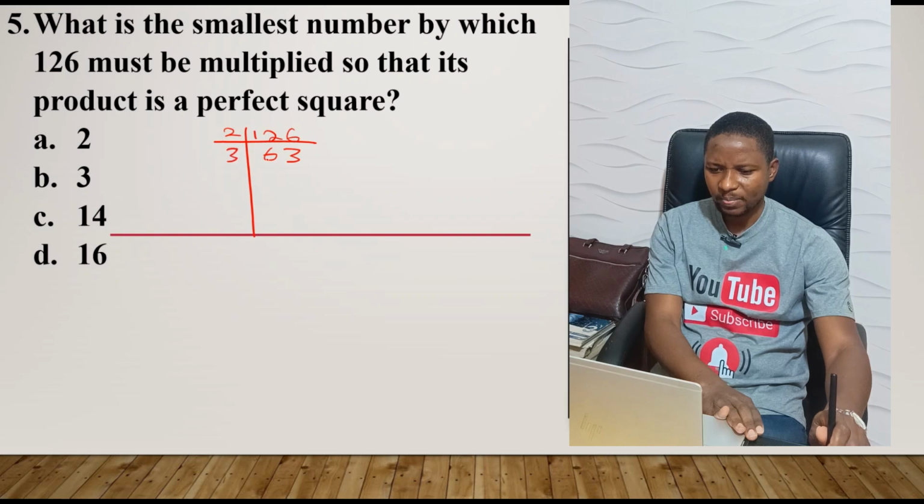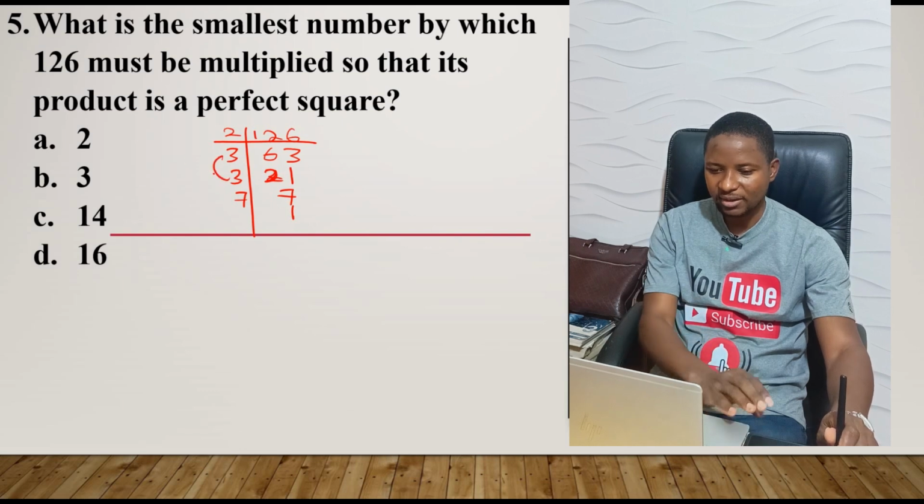3 in 6, you have 2. And 3 in 3, you have 1. 3 can still go again. 3 in 21, you have 7. And 7 here, you have 1. And look at it, 3 is complete.